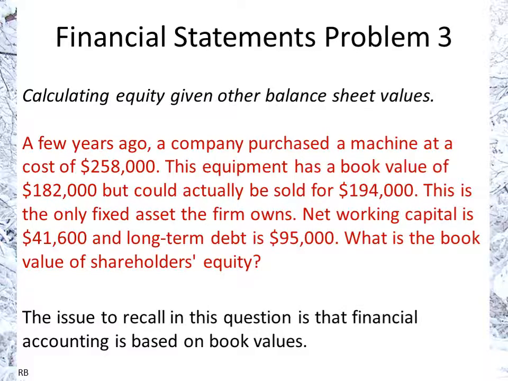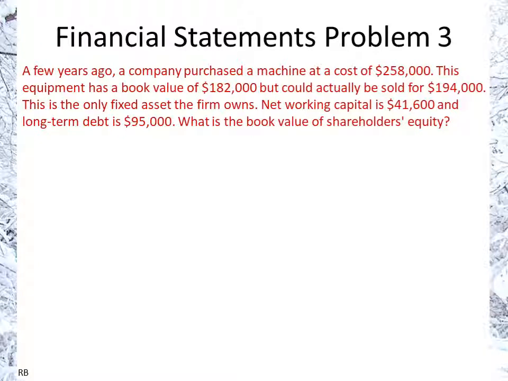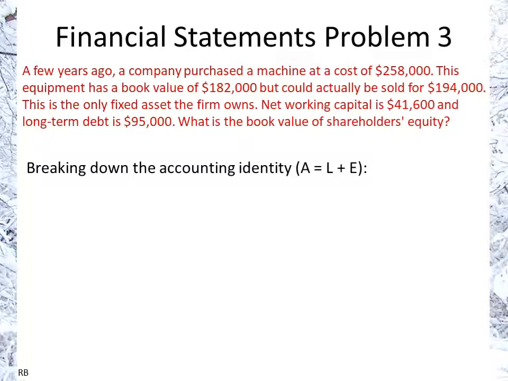So here, we're again solving for a balance sheet value, but we have to remember that the balance sheet is based on the book values and not the market value. Where do we have a market value? Well, when it says it could actually be sold for $194,000, they're talking about the market value for that machine. So again, all we need to do is get the labeling done.